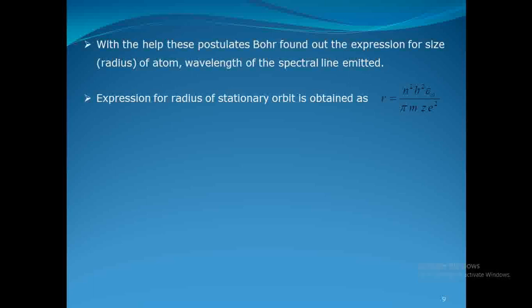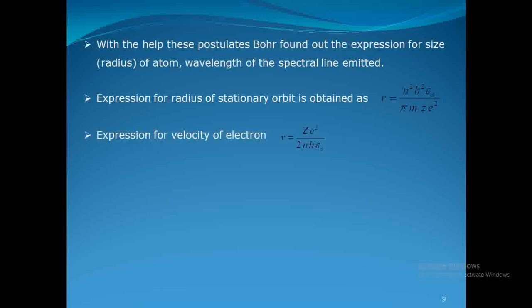If you substitute Z = 1, then that will be for the hydrogen atom. Why? Because that is the simplest atom. All the scientists first tried to explain the structure of the hydrogen atom, and then they could try for more complex atoms. Therefore, this is the expression for the size of the orbit, that is, the radius of the stationary orbit.